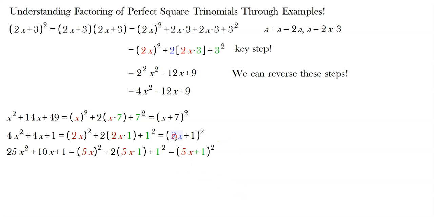Same thing with this one. Let me emphasize. So the 2x in red goes into this position, and that 1 in green goes in this position. Same thing over here. The x in red goes into this position, and the 7 at the end, positive, goes into that position. As our last exercise, let's finish up.